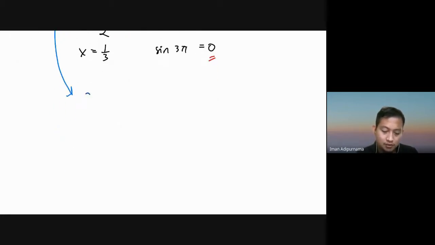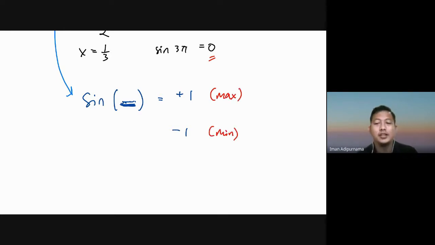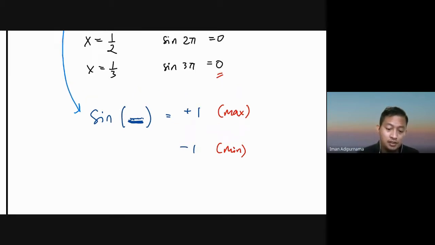So sine, if you remember, what you need to remember is it's always +1 and -1 for each peak. The maximum number is +1, the minimum number is always -1. And this also happens in these situations.